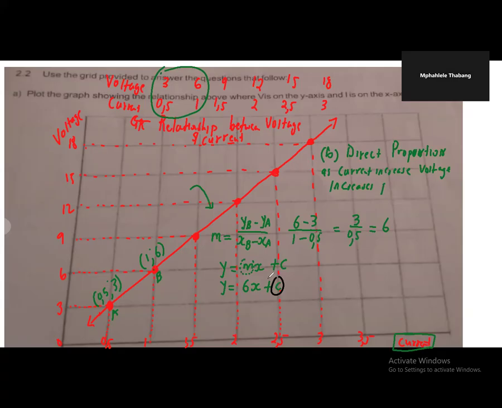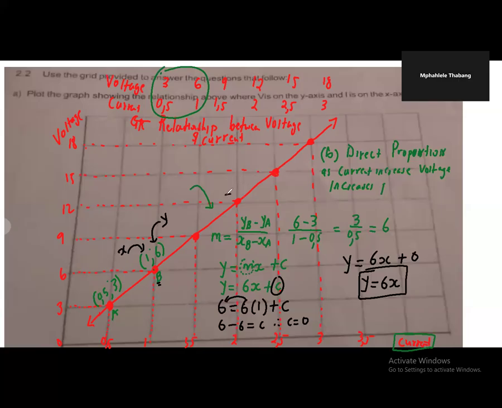How do we find c? Use any point from the line. You can use point B. You can say at B, my x is 1. My y is 6. So you say y, which is 6, equals 6 times x, which is 1, plus c. So 6 times 1 is 6. If we take 6 to this side, it's going to be 6 minus 6 equals c. Therefore, c equals 0. So the equation of the line is y equals 6x, since c is 0. This is the equation of our line. The equation of this line is y equals 6x.